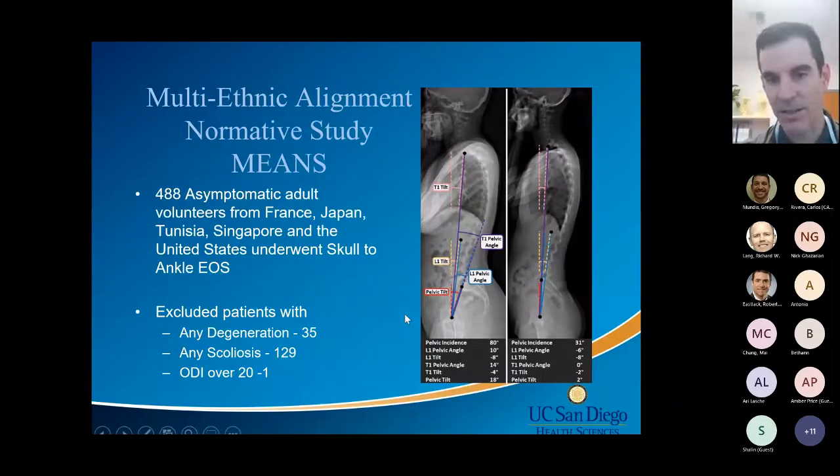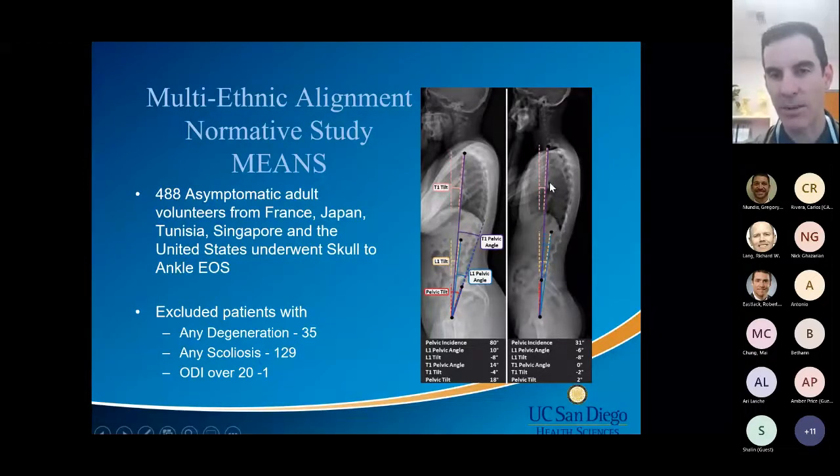And very interesting, what you'll see here in this example: this is a PI of 80 person. This is a PI of 30 person. Their L1 pelvic angles are very different, because L1 pelvic angle is a function of lordosis and the distribution of the lordosis. But their L1 tilts are identical, because tilt is a measure of balance. How far away from this vertical line through your legs is L1?